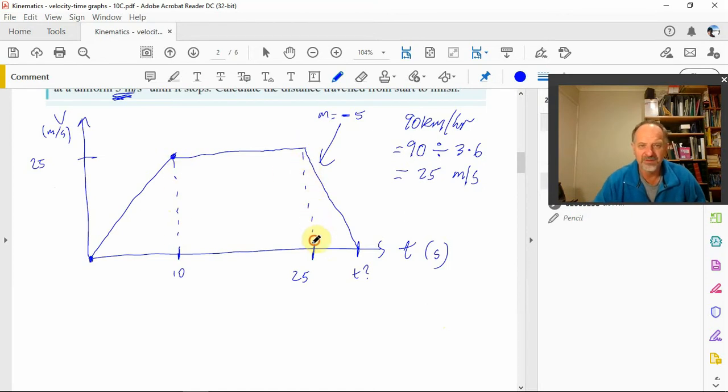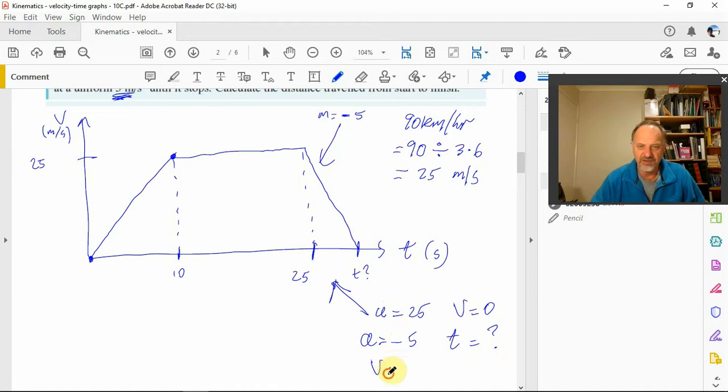So for this last part, I'm going to split that up into there. So for this bit in here, what do I know? For that period of time, it starts at 25 meters per second, ends up at 0. The acceleration is -5, and it'd be handy if I knew what that time period was.